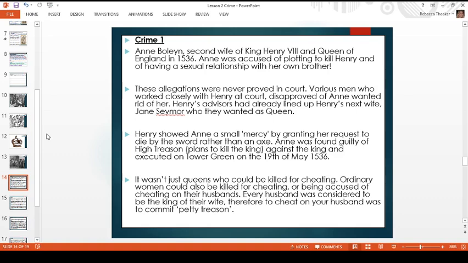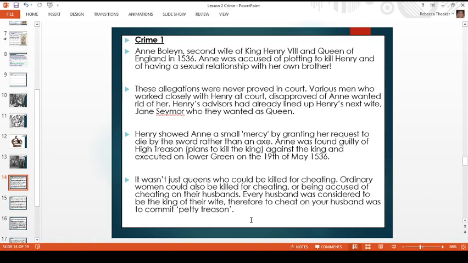Various men who worked closely with Henry at court disapproved of Anne and wanted rid of her. Henry's advisors had already lined up Henry's next wife, Jane Seymour, who they wanted to be queen. But in order to make Jane Seymour queen, they had to get rid of Anne Boleyn first. Henry showed Anne a small mercy by granting her request to die by the sword rather than an axe. Anne was found guilty of high treason. High treason is the crime, and the crime is the plans to kill the king. And she was executed on Tower Green on the 19th of May, 1536.